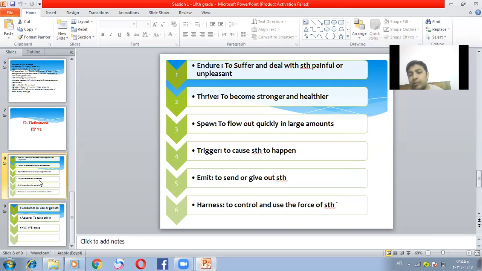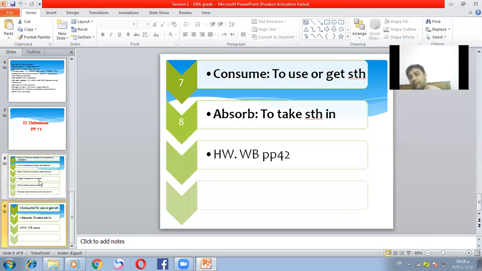Endure, to suffer and to deal with something painful or unpleasant. Thrive, to become stronger and healthier. Spew, to flow out quickly in large amounts. Trigger, to cause something to happen. Emit, to send or give out something. Harness means to control and use the force of something. Consume, to use or get something. Absorb, to take something in. So this exercise, we answered it now. You can fill the gaps according to what we are explaining now, meaning the definitions of these words.